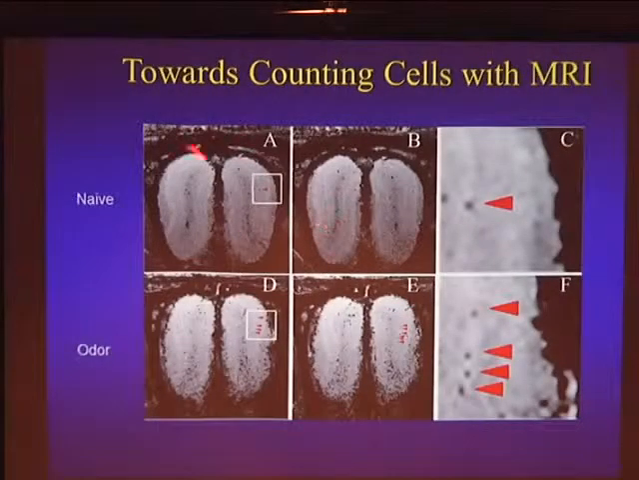Just to show you what it looks like, here's sort of a control. This bright part is the mitral layer. Every once in a while, we'll find a cell. If we odor enrich, it's much easier to find cells right in that layer.